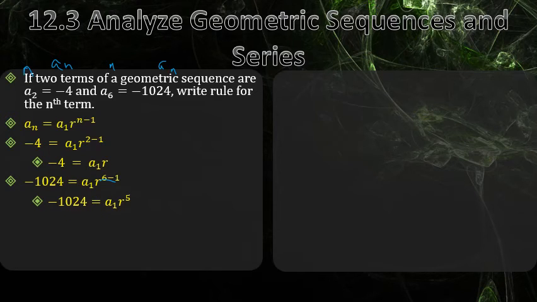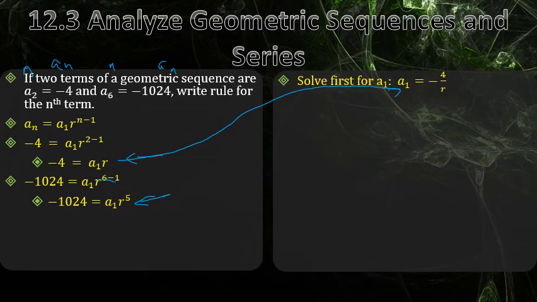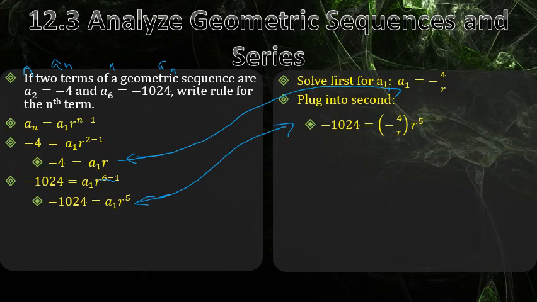And now I have two equations with two variables I need to solve. I cannot use elimination because they are not linear. So that means we need to use substitution. So I'm going to take my first equation and solve it for a1. I'll do that by dividing by r. So I took this first equation, divided it by r. Plug that into the second equation. So I took my second equation here. Only a1 was that one.